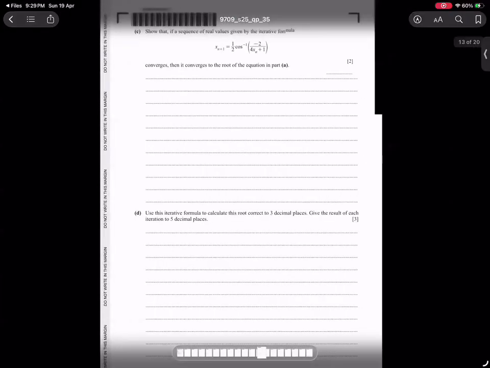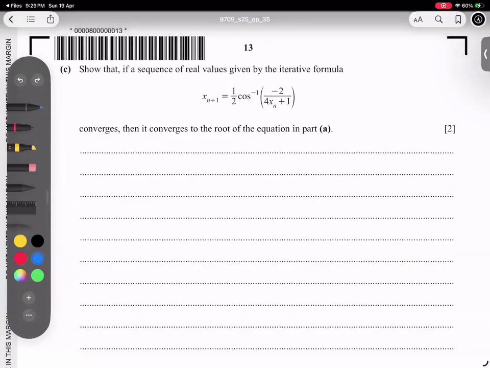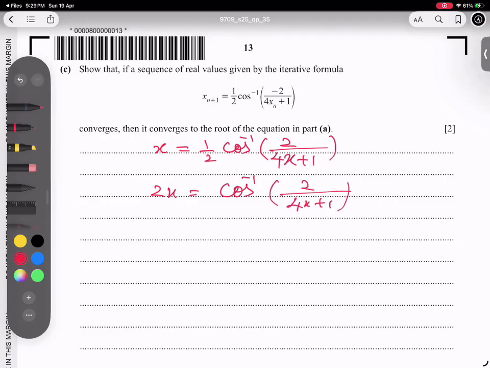And part number C, he's saying show that the sequence of real values given by the iterative formula converges to the root in part B. First of all, I have to remove the subscripts, and when I rearrange, it must convert to the first part's equation expression. So look, I'm doing it. I'm removing all subscripts. Done. So this 2 multiplies there, I got 2x. Cos inverse goes there, I got cos double x.